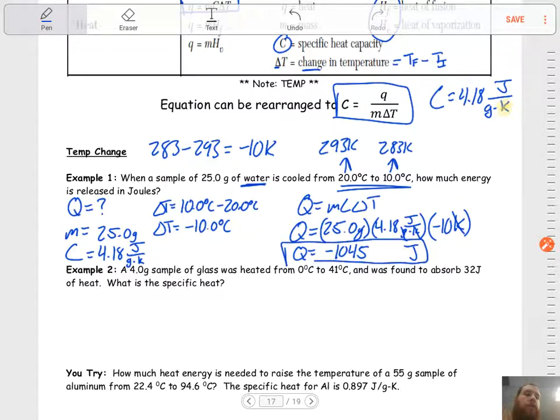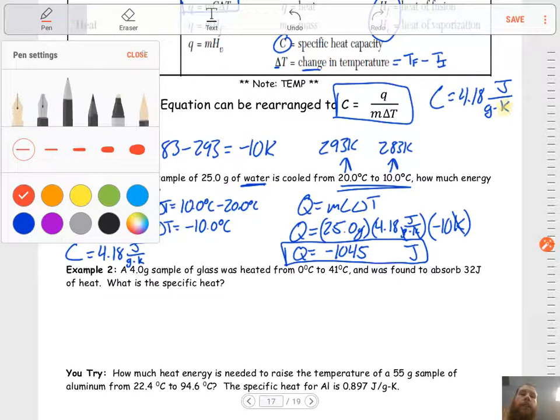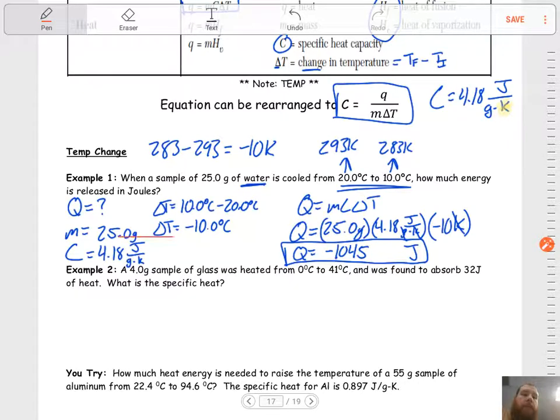Remember, sig figs don't necessarily matter unless they ask you for it. If we were going to convert this to correct sig figs, okay, we would want 3 because all of our original numbers, our mass number and temperature numbers, had 3 sig figs. So that would be 1, 2, 3, and I would round this up. So my correct sig fig rounded answer would be 1050 joules.